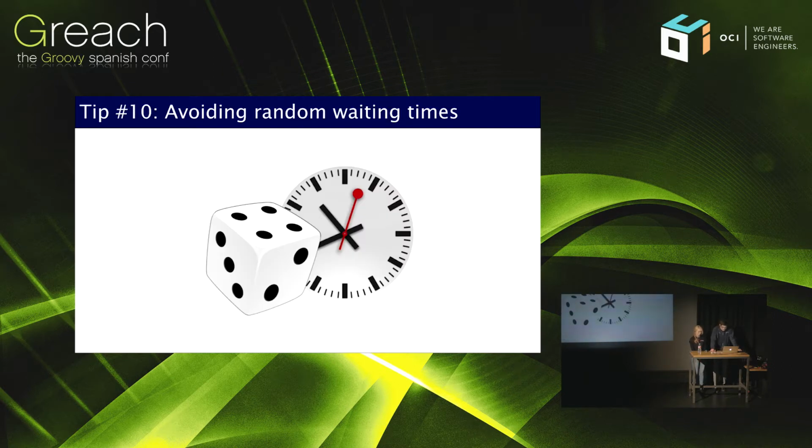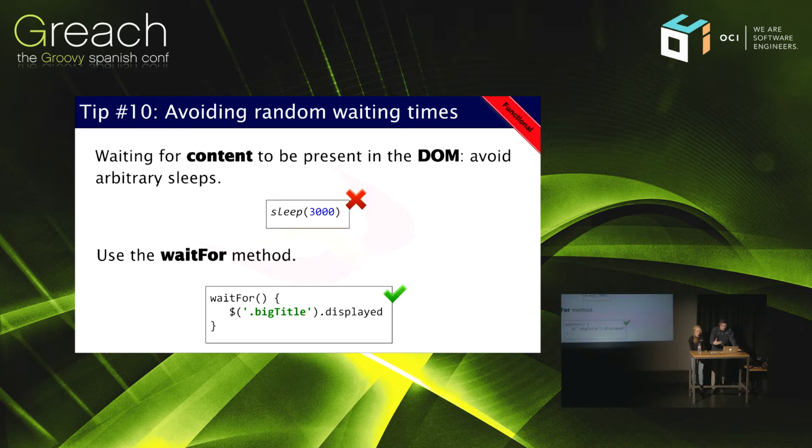So another tip, which also applies to functional testing, is avoiding random waiting times. For functional web testing, using arbitrary sleeps to wait for content to be present in the DOM affects performance and maintainability. For example, if we make an Ajax request in our web, the content is downloaded, and we have to wait in some way for this content to be present in the DOM. So Geb introduces the waitFor method to explicitly perform this task, to wait for some content to be present in the DOM. The execution will stop until some condition is fulfilled, or until a timeout expires, in which case an exception is thrown.